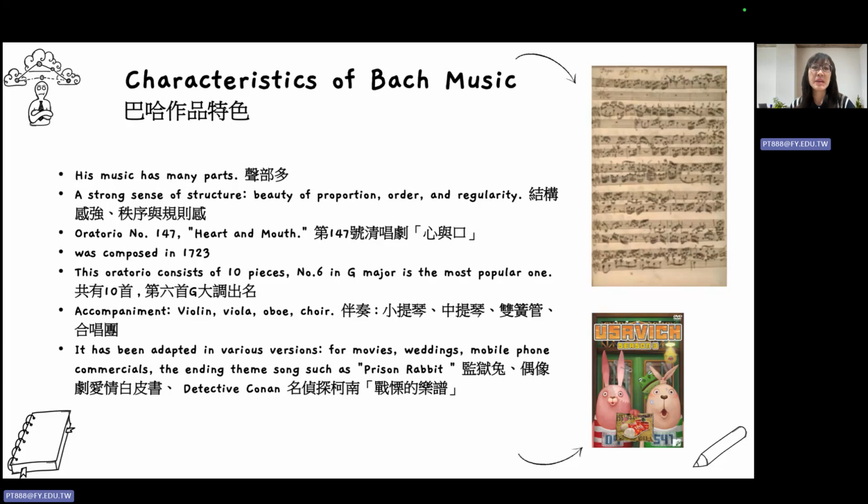And these are the characteristics of Bach's music. His music has many parts. It has a strong sense of structure, like beauty of proportion, order, and regularity. 好，他的作品的声部很多，好，那他强的就是秩序感，结构感非常非常强烈。And we will introduce Cantata number 147, Heart and Mouth, 心与口147号清唱剧.